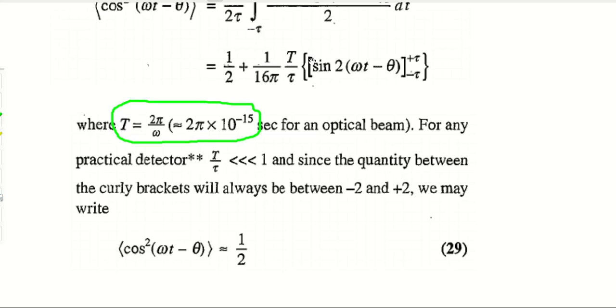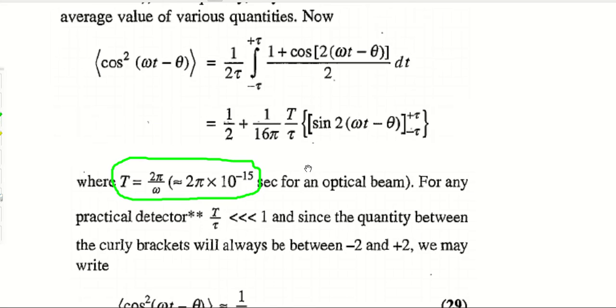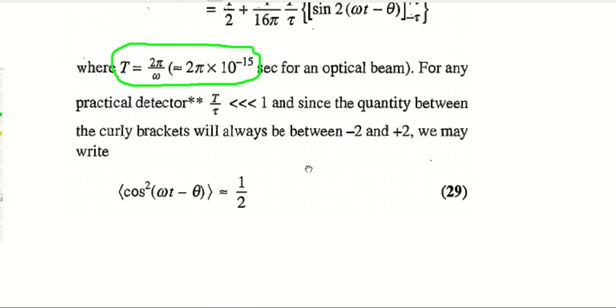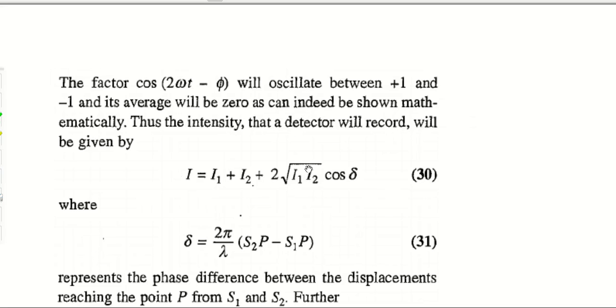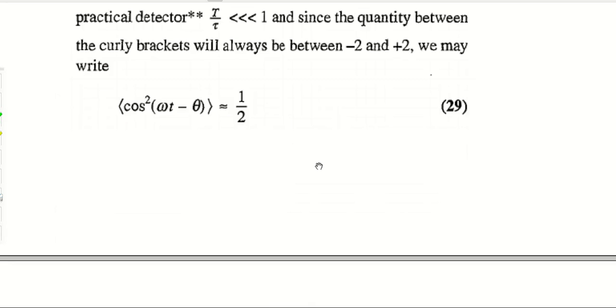So t by t is very negligible, that is why this term will be 0, and the cos square average will be tending to half. Similarly, you can do the integral of cos(2 omega t minus phi) in the same manner. It will give the zero result, similarly as we have done here.